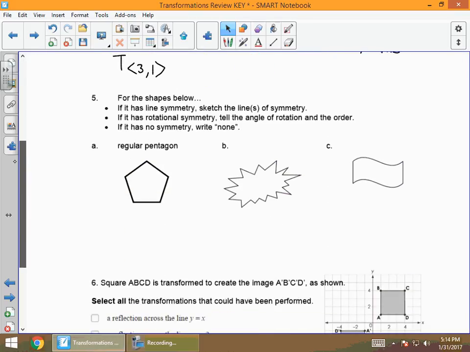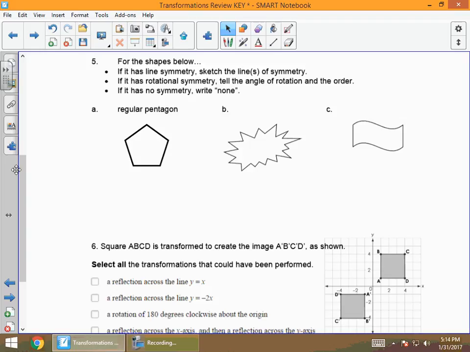All right, number 5. In the shapes below, if it has line symmetry, sketch the lines of symmetry. If it has rotational symmetry, tell the angle of rotation and the order, and if it has no symmetry, just write none. The first thing I did is I drew a picture of a regular pentagon, and if you did the homework, you know that we came up with a conjecture in the homework that said if it is a regular polygon, the number of sides will give us the number of lines of symmetry. So a regular pentagon has 5 sides, so it has 5 lines of symmetry.